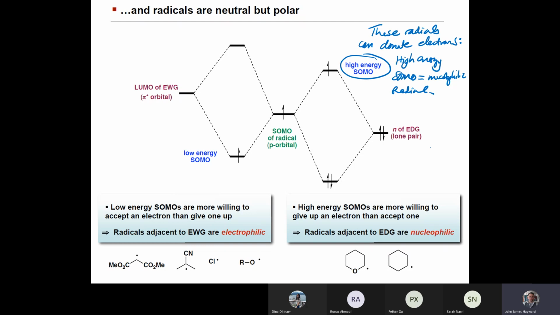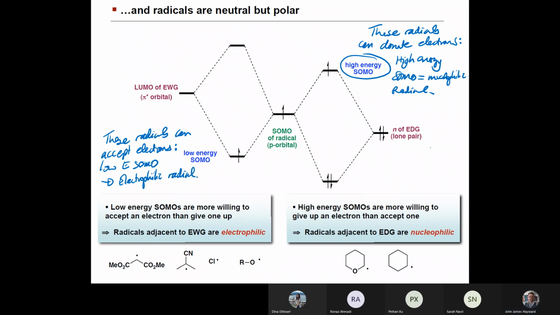And of course the reverse is true, and therefore these radicals can accept electrons or electron density. Low energy SOMO gives an electrophilic radical. Okay, easy as that. Well, I hope you find it easy.